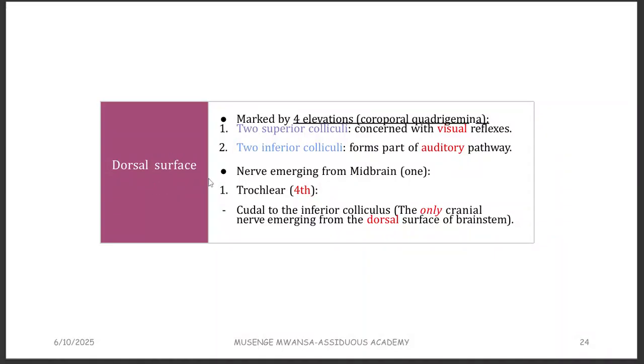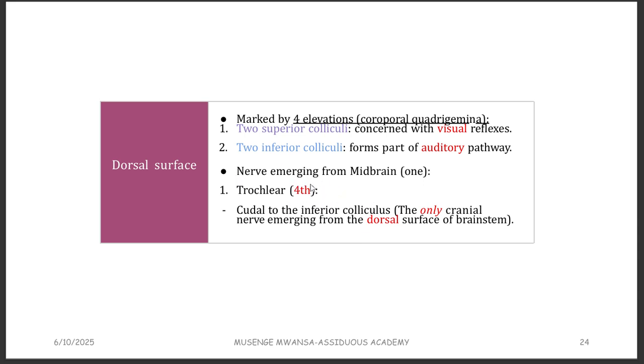When you look at the dorsal aspect, there are four elevations, which are known as the corpora quadrigemina. So you have got two superior colliculi, which are concerned with vision. Just think of the eyes on top, right? And then two inferior colliculi, which are concerned with auditory. The ears are a bit down, isn't it? The eyes are a bit on top. Okay, even if not so. But superior colliculi are concerned with vision. So these are four: two superior colliculi and two inferior colliculi, forming the corpora quadrigemina. The nerve that is originating from the dorsal aspect of the midbrain is only one, and that's the trochlear.